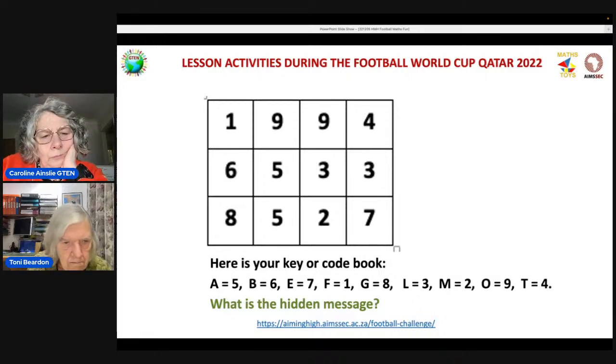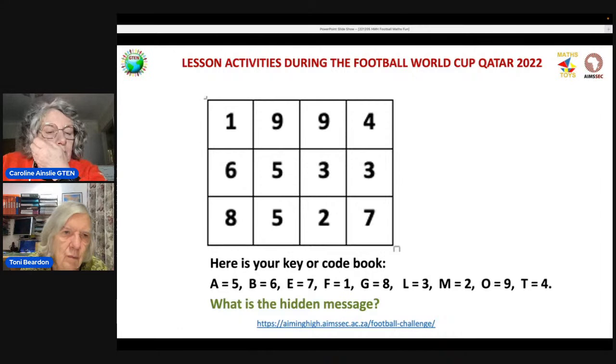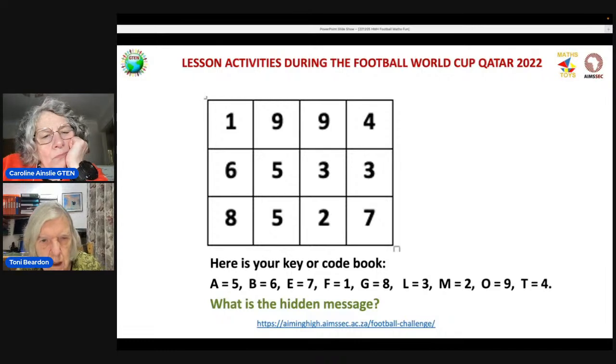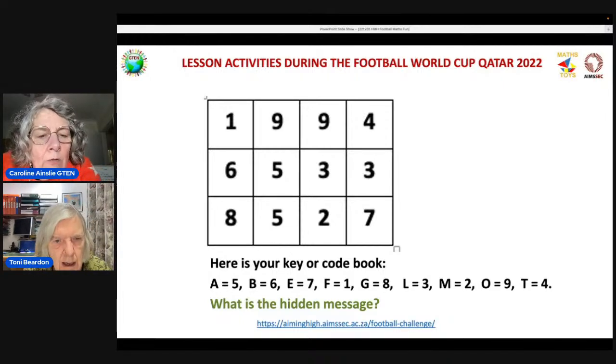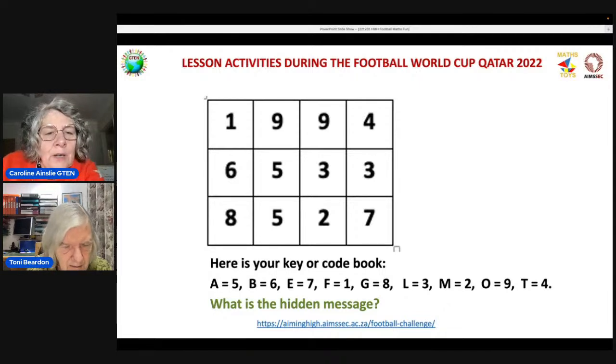Codes. So what does this 1,994 plus 6,533, we add those up, we see we get 8,527. So what's the hidden message? All right. Well, it says there's a key or code book at the bottom. Yes. So A is 5, B is 6, E is 7, and so on. So if I just substitute 1 for F, 9 is O, 4 is T, foot. Oh, I've got foot. And this has been about football.